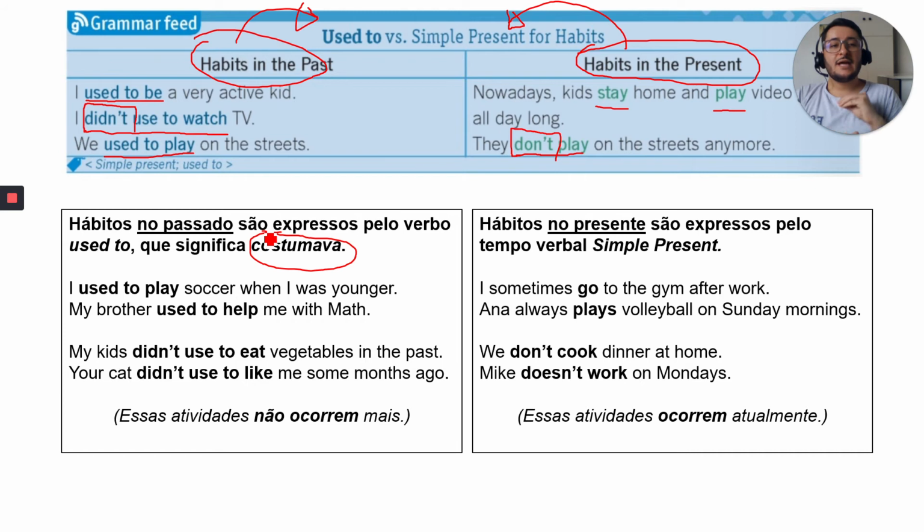Elas ocorrem atualmente, porque o verbo está empregado neste tempo verbal aqui, que serve para a gente falar de hábitos. Good? So do not confuse used to and simple present. We use both for habits, but used to for past habits and simple present for present habits. Got it?